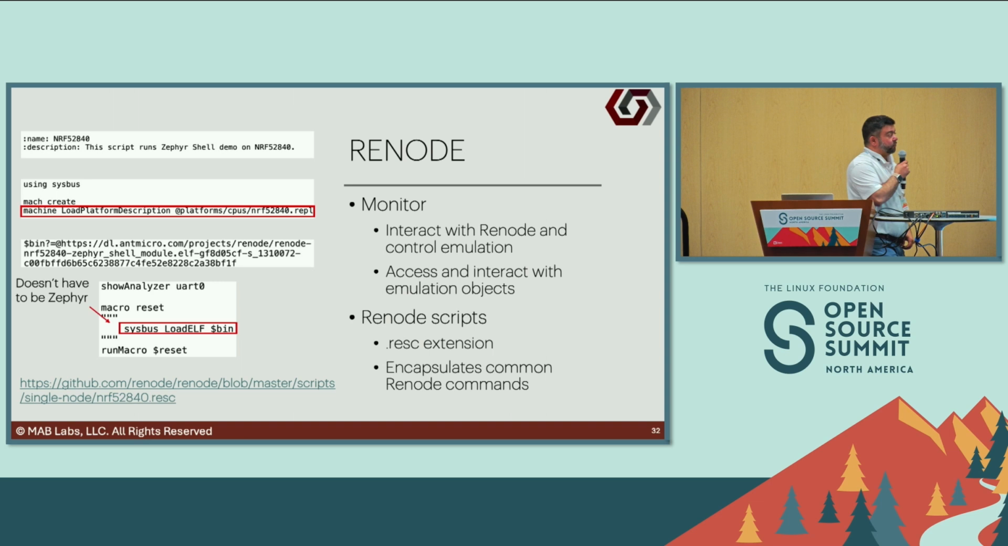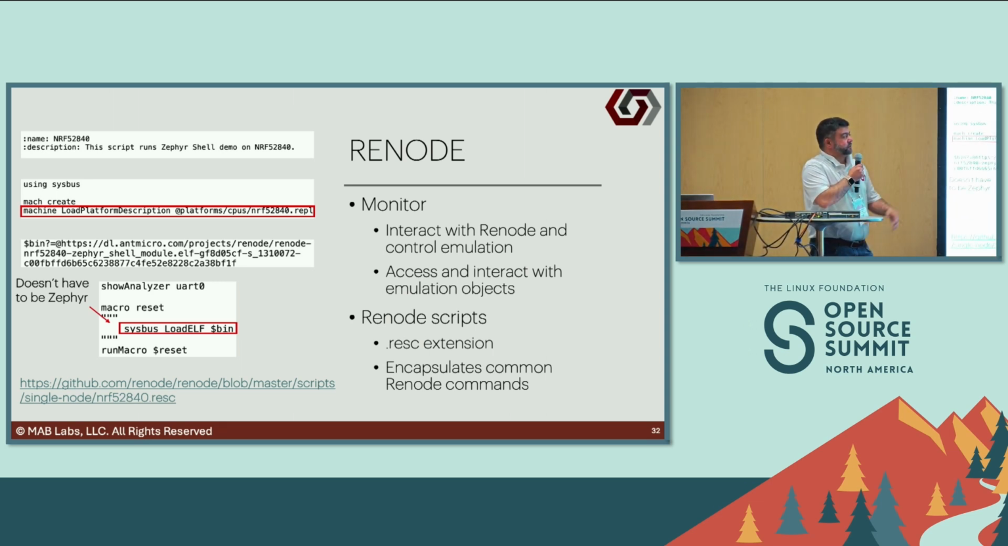So here we can see on the left, this is directly from Renode's codebase. All this is doing is running a Zephyr shell demo on the nRF52840. And all it's doing is loading this REPL file, and that's just a platform. And like I said, we're loading in an ELF. Here, they're just fetching a precompiled Zephyr shell ELF file. We can load any ELF that we want, any binary.